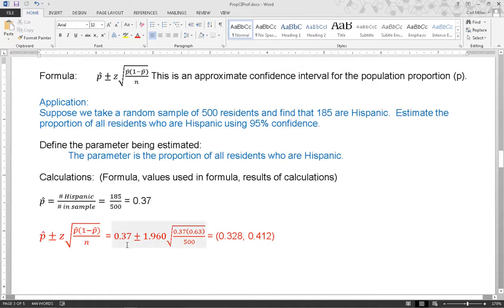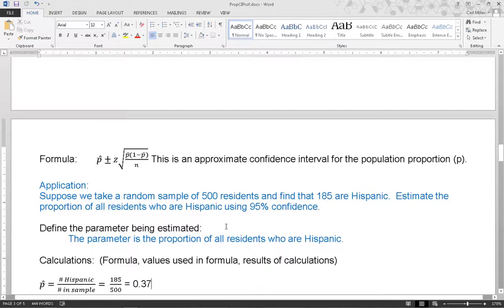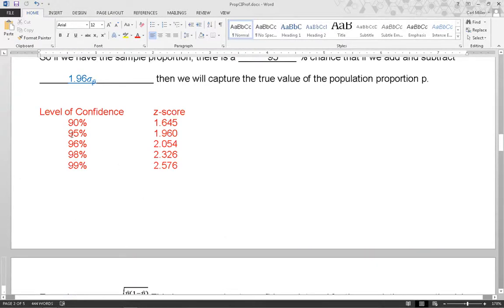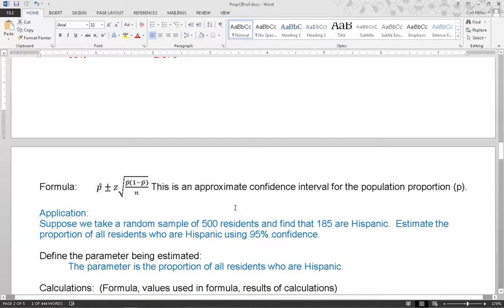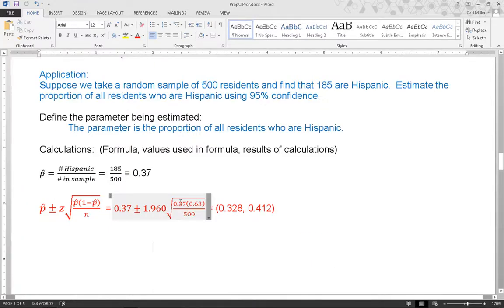Now plug the values into the formula. So 0.37, one time I'm going to come through and subtract, and that'll give me the smaller number or the lower limit. Then I'm going to come through and add, and that'll give me the upper limit or the larger number. The z-score is 1.960. And again, that comes from the fact that I want 95% confidence, and for 95% confidence, the z-score is 1.96. Then, underneath the square root, we use the 0.37 times 1 minus 0.37, which is 0.63, divided by 500.